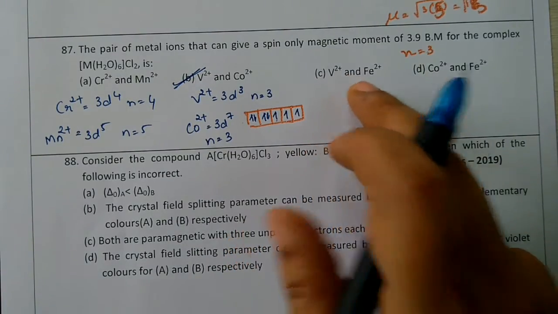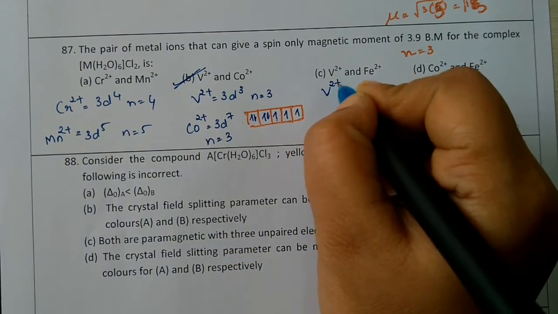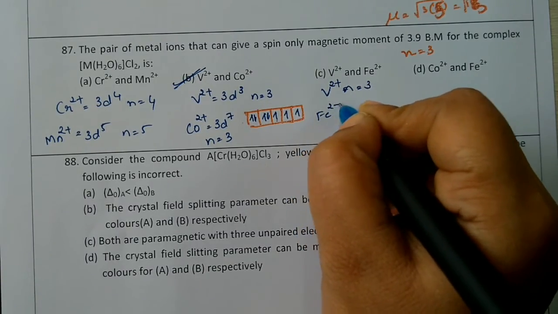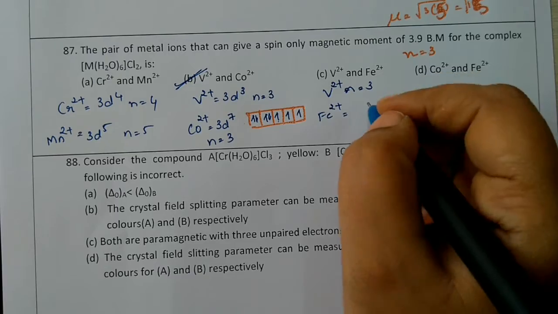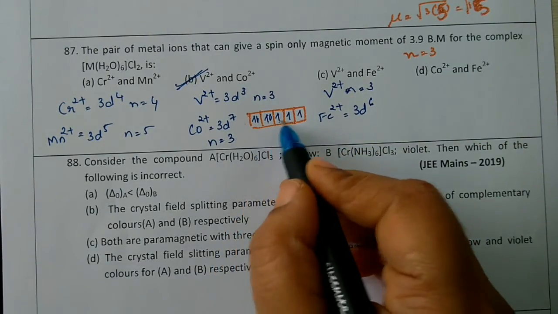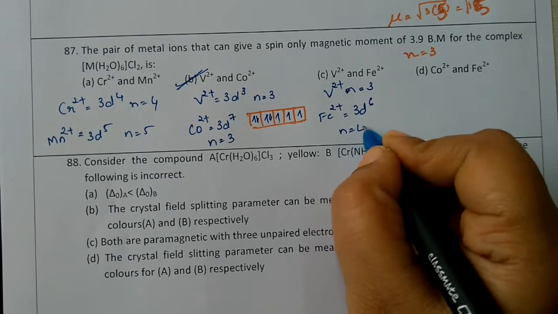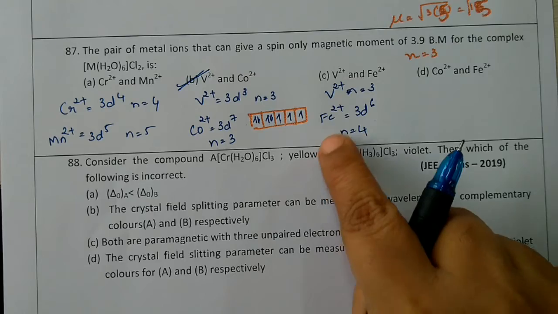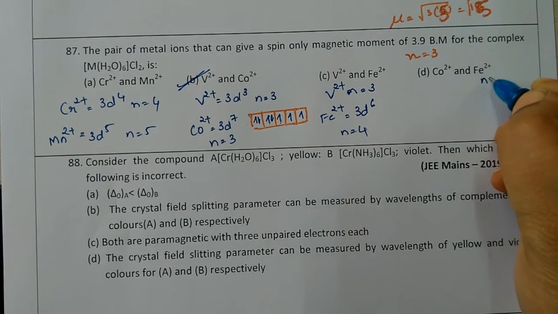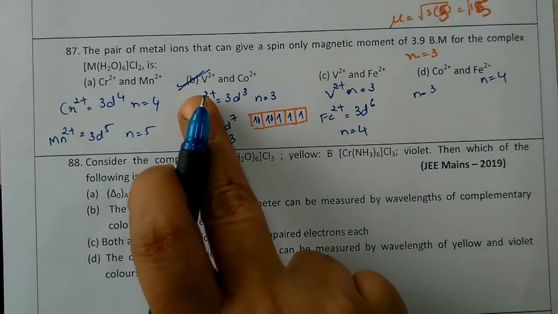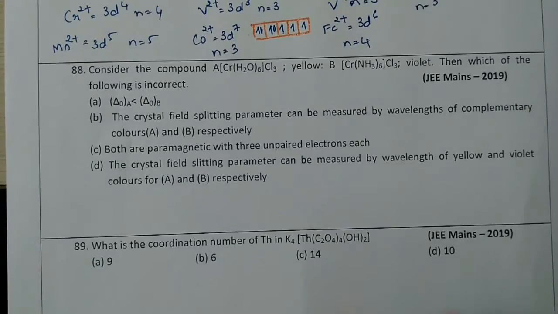So we can go for this one also. Vanadium 2+, already we have done, n is equal to 3. Fe2+ is 3d6, which means only one pair of electrons, and the remaining 4 electrons will be unpaired, so n is equal to 4. So we have already seen Fe2+ has n equal to 4 for this one, and n equal to 3 for this one. So equal is for option B.